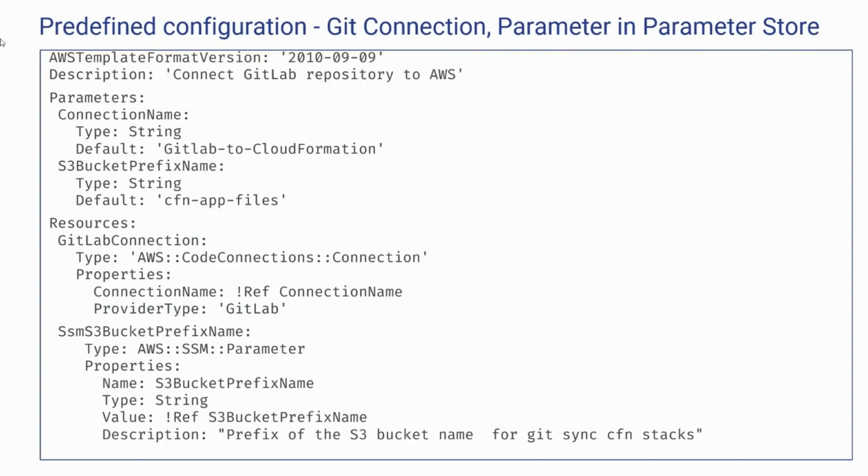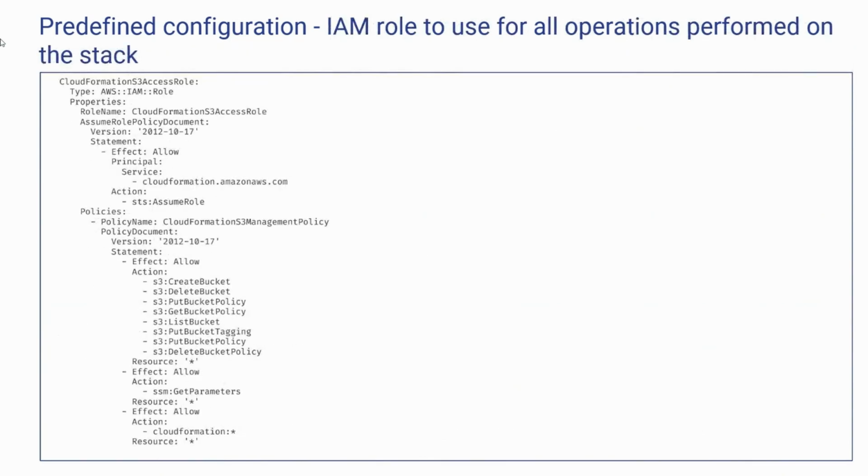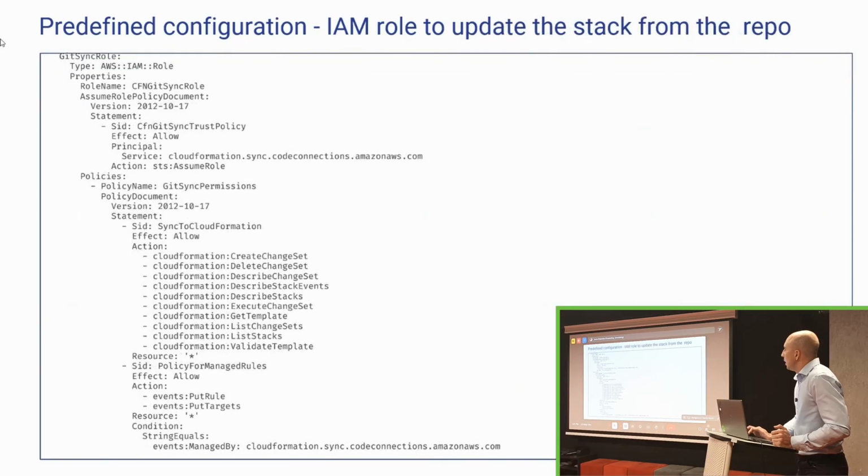Okay. Here is an example of the CloudFormation configuration connection and the SSM parameter, which we need to have. In this case, I use GitLab for the connection. And here is an example of the mentioned IAM role for creating resources via CloudFormation. And here is an example of the IAM role for connectivity between our Git repository and CloudFormation.